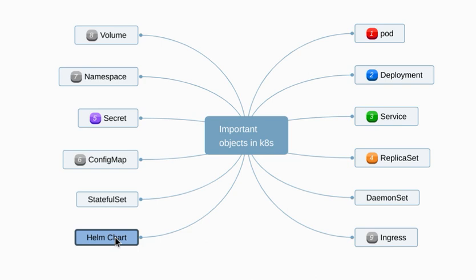So these are the names of the objects, at least the important objects. Anyone who works with Kubernetes has to be familiar with these objects. We will see each object in detail in an upcoming episode.